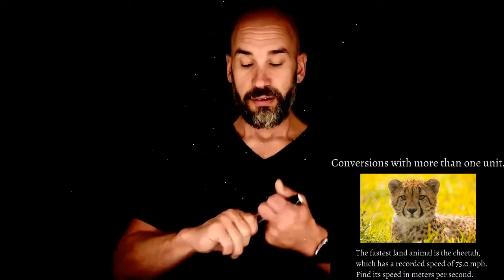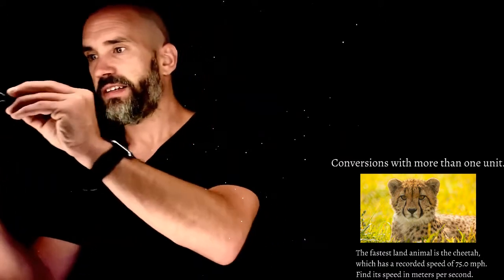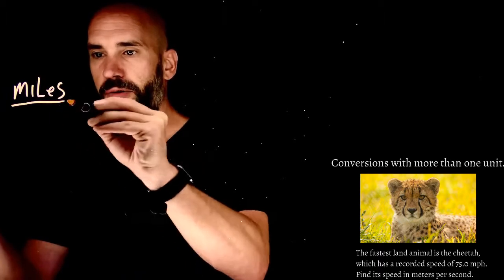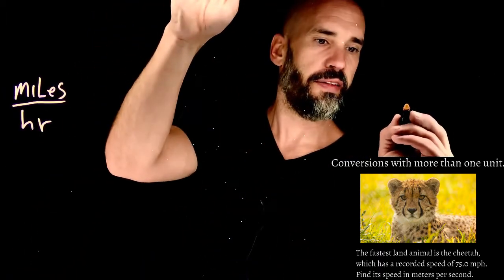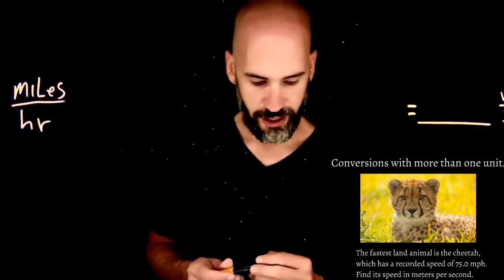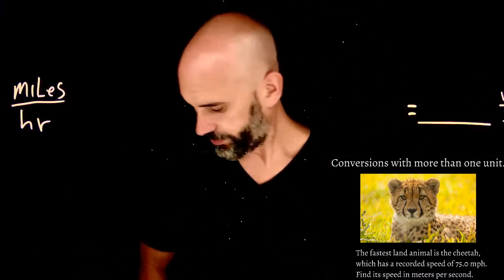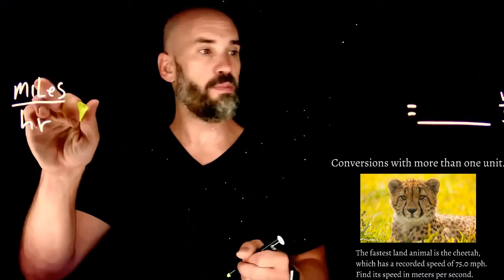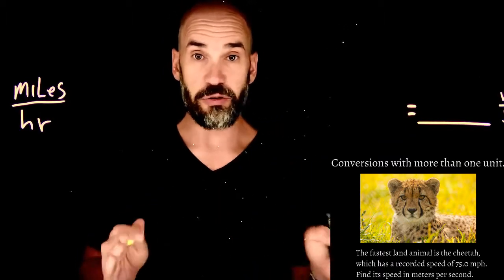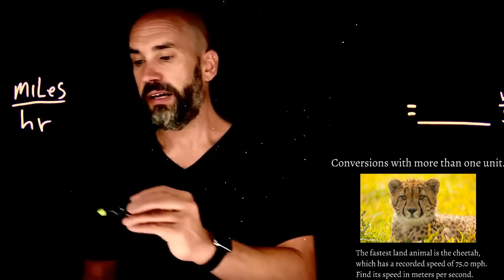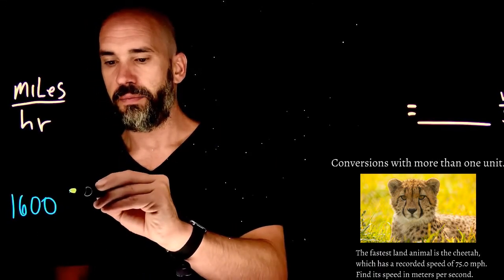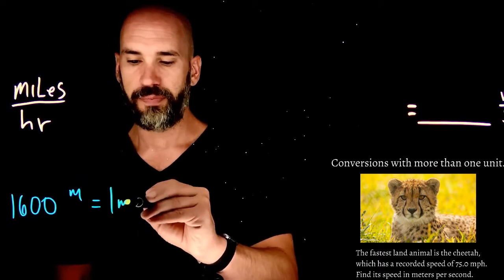Okay, so my question, we have 75 miles per hour, and we want to do this conversion to meters per second. So first, we want to convert this miles to meters, okay? Many of you don't know this, but I'm just going to go ahead and give you this conversion. This is something you could easily look up. There are approximately 1,600 meters in 1 mile.